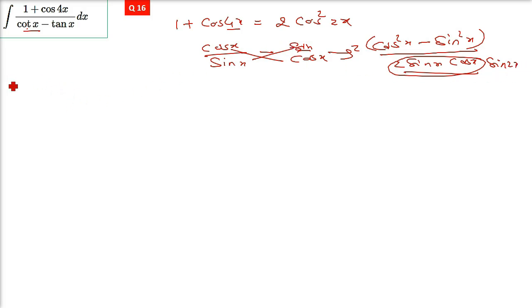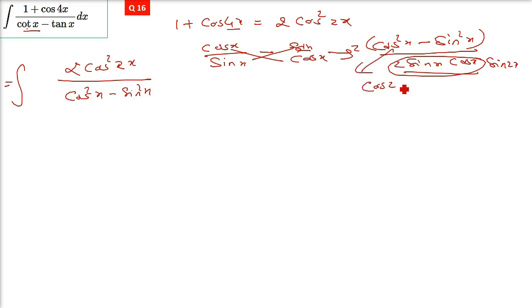So whatever is coming, let us write it here. 2 cos square 2x in the numerator. In the denominator you have this, which I already told you will be sin 2x. And this sin 2x is going to go up. Cos square x minus sin square x is already cos 2x. So this is a predefined formula. We have already done that in our trigonometry classes.